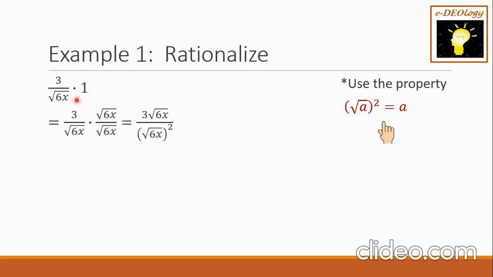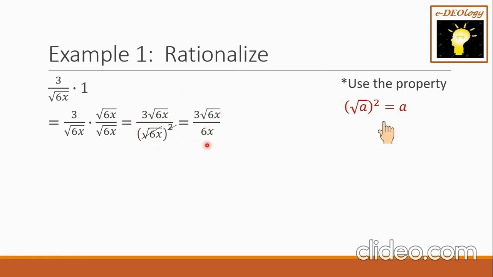Then let us proceed. We're going to multiply this 3 by this square root of 6x. We'll just combine them here. And multiplying this square root of 6x by itself, we will get the square of this quantity, square root of 6x. And then on the next step, we can now use the idea of this property. We can now cancel that square root and the power 2. So this is now 6x in the denominator. In the numerator, we'll just copy that same value, 3 square root of 6x.